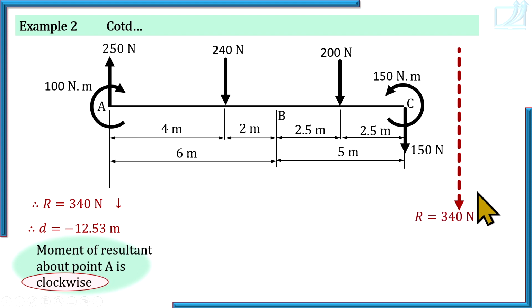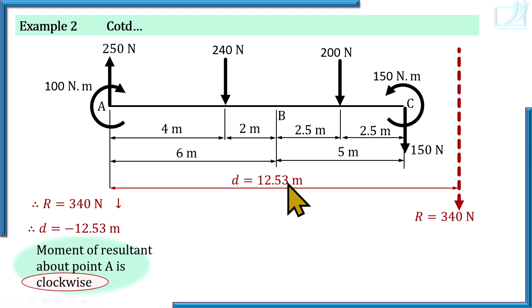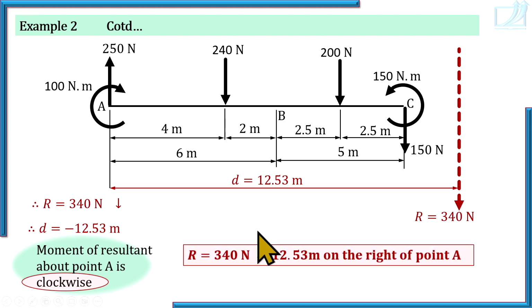So show the resultant at 12.53 meters. Length of the rod is 11 meters. So from point A at distance 12.53 meters. Remember, distance is a positive quantity, so you don't use this negative sign in the final answer. So let's write the answer. R is equal to 340 Newton downwards, 12.53 meters on the right of point A.